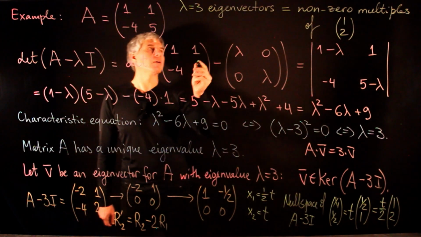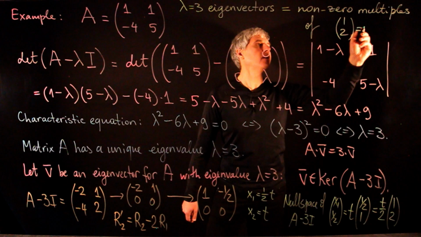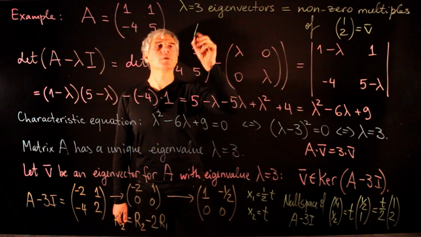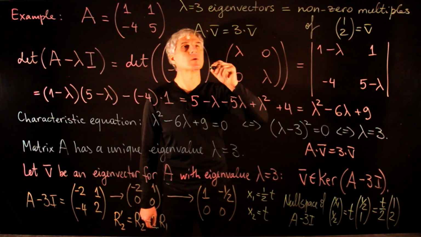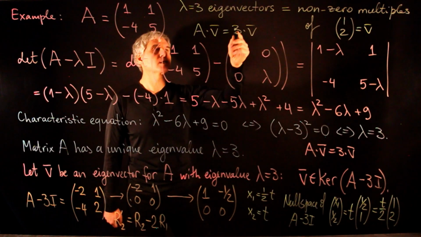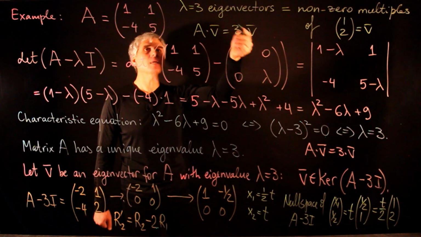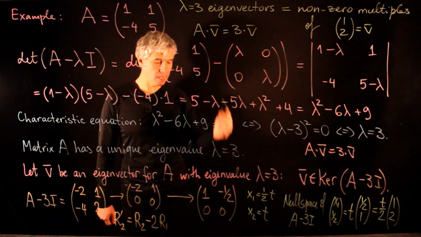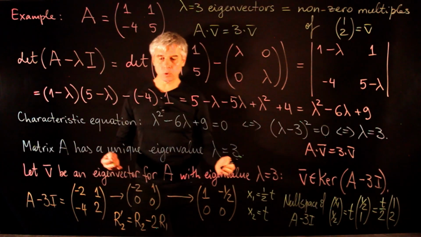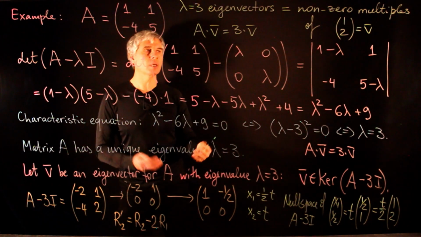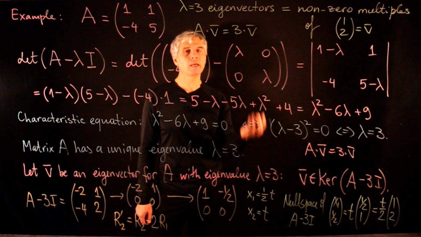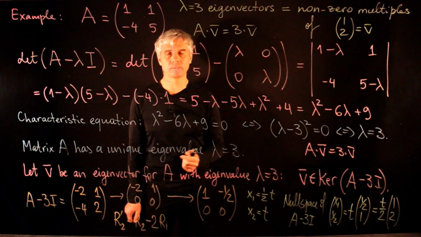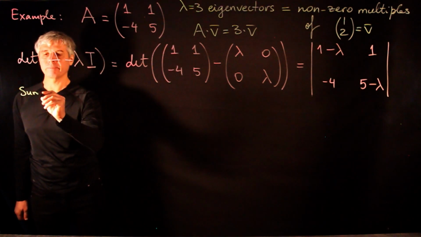We saw that if we take this vector as v, then earlier we saw that A times v is equal to 3 times v. And so we saw that this vector was indeed a lambda equals 3 eigenvector for this matrix. And here we saw that we can use a characteristic equation in order to find the eigenvalues and find the eigenvectors. Let us present a summary.